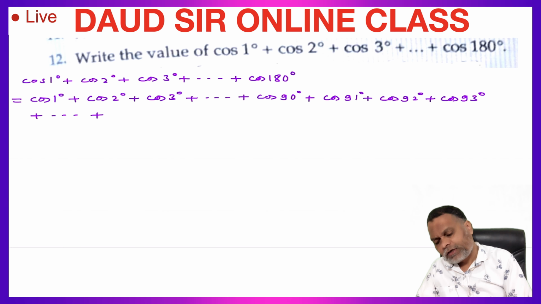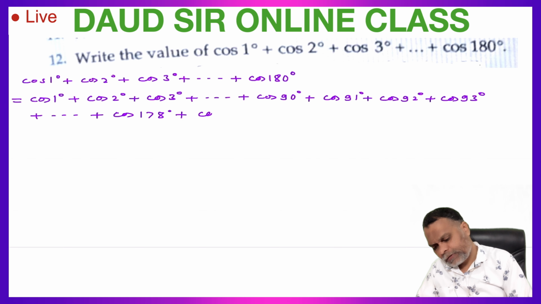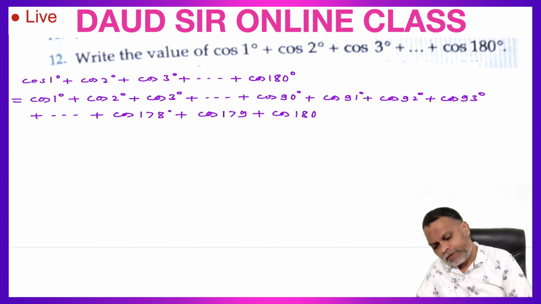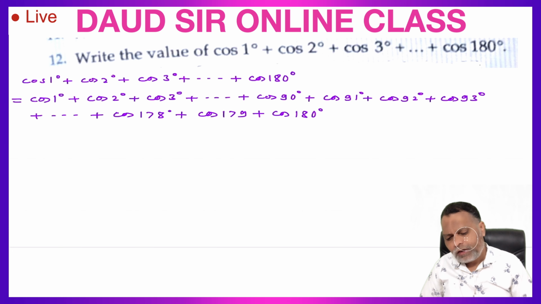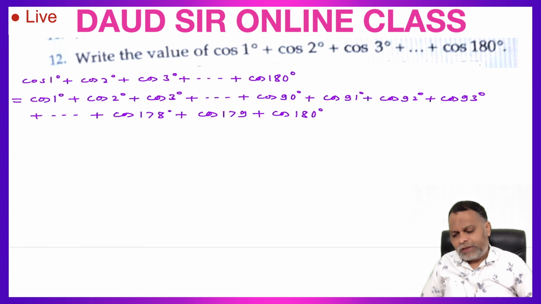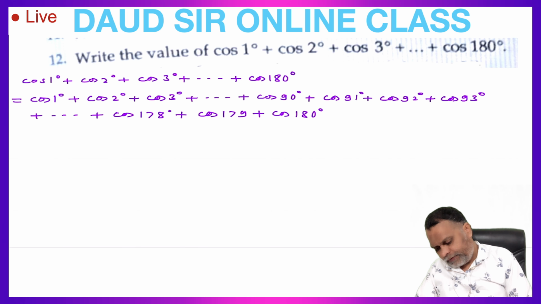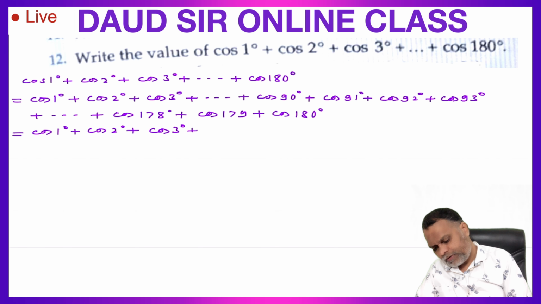You can write this before this cos 80 cos plus cos 179 degree and finally cos 180 degree. In this way we can write. Now which is equal to cos 1 degree plus cos 2 degree plus cos 3 degree plus up to dot dot cos 90 degree.